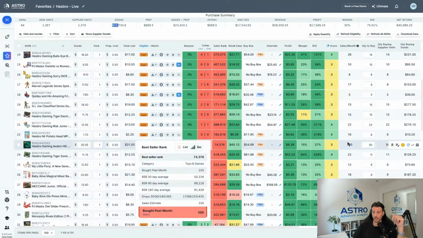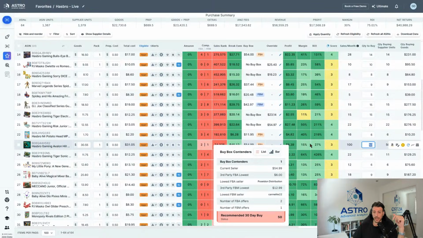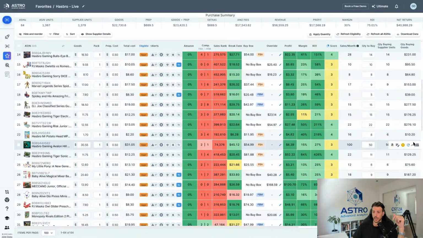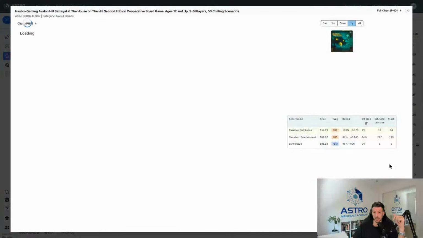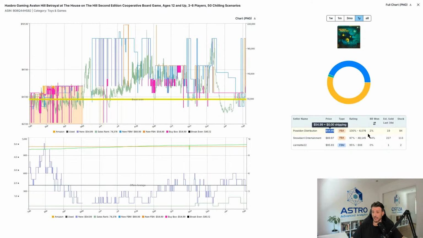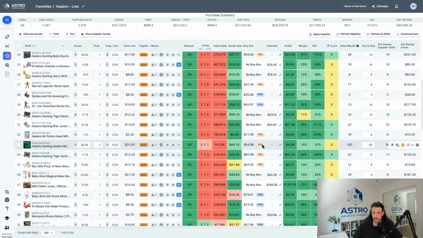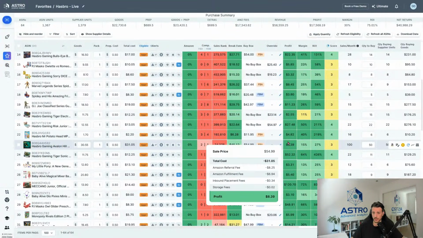For example, this one here, it says the recommendation is to buy 50. Let's check it out. It's 27% ROI. Let's check out this listing. Okay, so lowest FBA seller is $54.99. And so really only this person is the only competitor if you're going to price at that range. So $54.99, where was that? Right there, yep. $8.39 worth of profit.